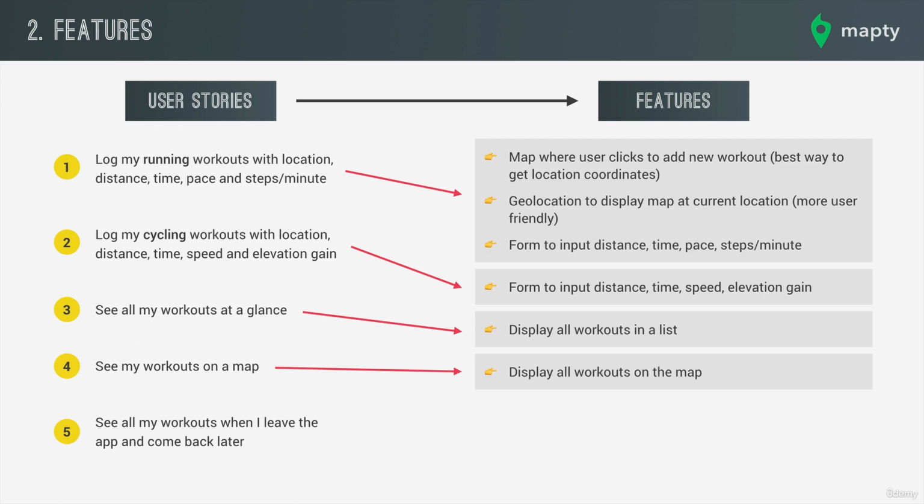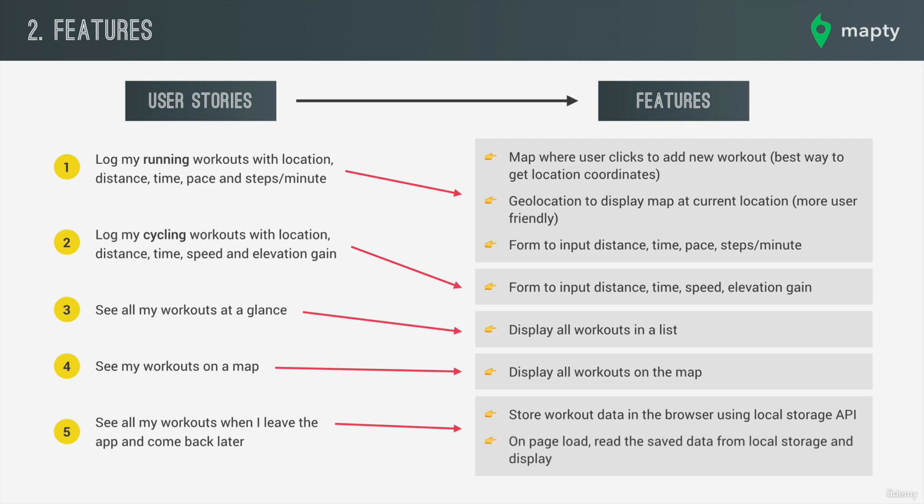Usually in a real world application, you'll have accounts where people's data gets stored. But in this case, since we are just building a very simple application, all we're going to do is store the workout data right in the browser. And for that, we're going to use a browser API called local storage. Then, whenever the user comes back to the page, we will read the data that was saved in the local storage and then display it both on the map and also on the list.